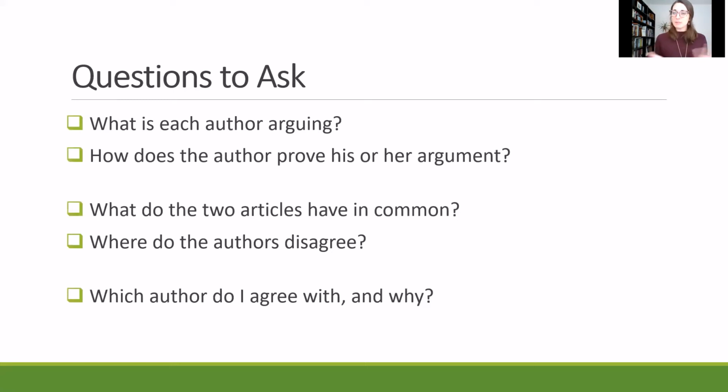So what do they have in common, but what's also different about them? And then finally, especially if you're writing this essay where you have to give information about who or what you agree with and why, you'll need to really ask yourself that question so that you can figure out where you're drawing your information from. But before you can really get to that place where you decide which side you agree with, you have to make sure you have the information about both sides from those previous questions.